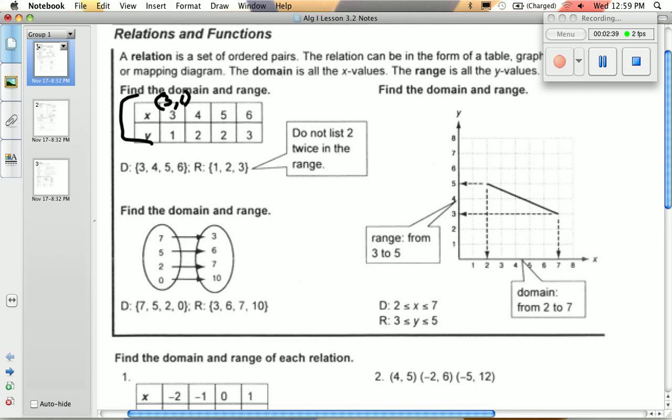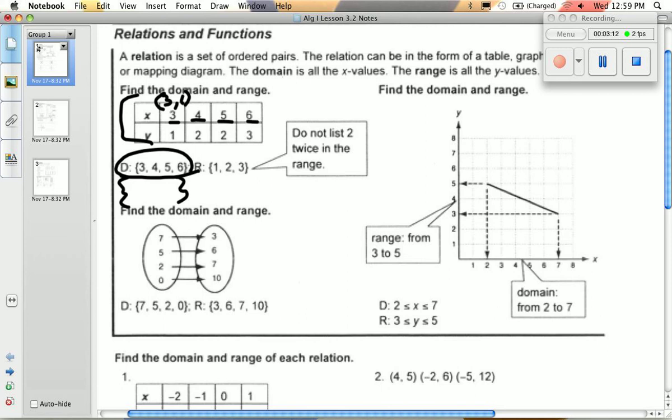Well, the domain, we list any possible values that x can be. According to our table here, x can be 3, 4, 5, and 6. And they already have that one in numerical order. Notice how they write it, though. Capital D for domain. Curly brackets like this for showing a set of numbers. And the set of numbers for this particular relation, the domain, is 3, 4, 5, and 6.